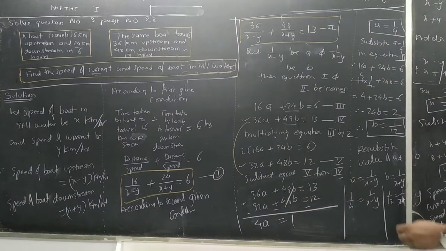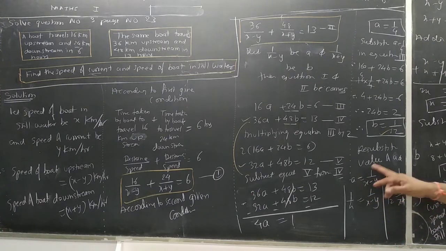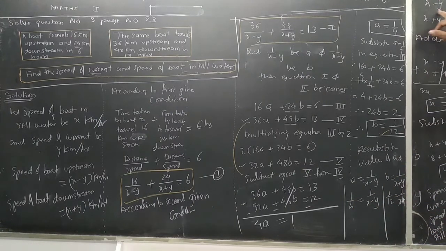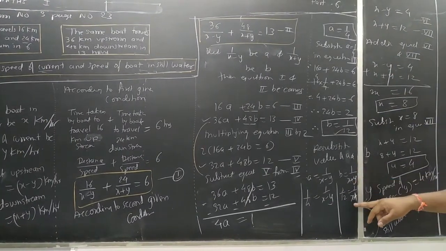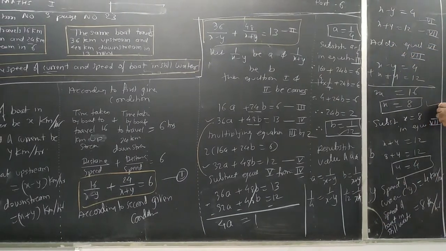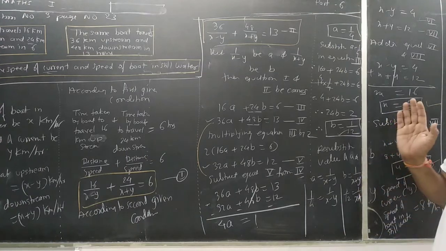What you got? A is equal to 1 upon 4. Then I substitute the value. I got 1 upon 12 as b. When we resubstitute the value, a is equal to 1 upon x minus y. We got 1 upon 4 is equal to 1 upon x minus y, means x minus y is equal to 4. 1 upon x plus y is equal to 1 upon 12 means x plus y is equal to 12. We solve it, we got the value of x is 8 and y is equal to 4. So speed of the current is 4 km per hour, and speed of the boat in still water is 8 km per hour. This is a solved question.